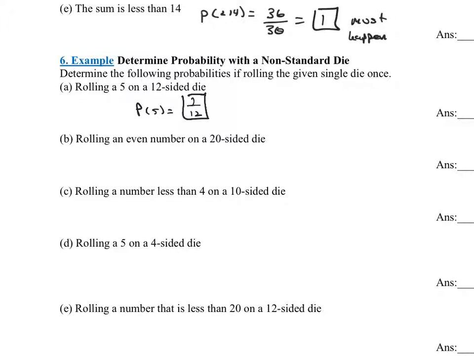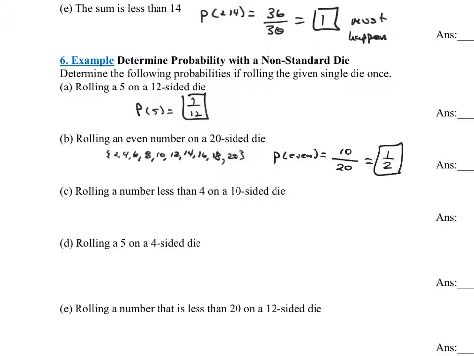What about rolling an even number on a 20-sided die? So what even numbers are there? Well, there's 2, 4, 6, 8, 10, 12, 14, 16, and 18. We can even roll a 20. So let's count how many that is: 1, 2, 3, 4, 5, 6, 7, 8, 9, 10. So the even outcomes happen 10 of the 20 possible, which simplifies to 1/2. The probability of rolling an even number is 1/2 on a 20-sided die.